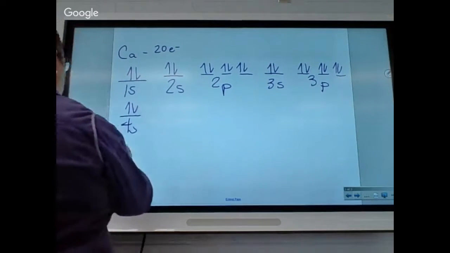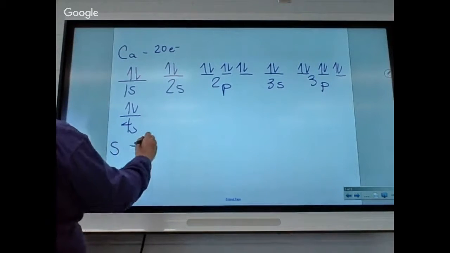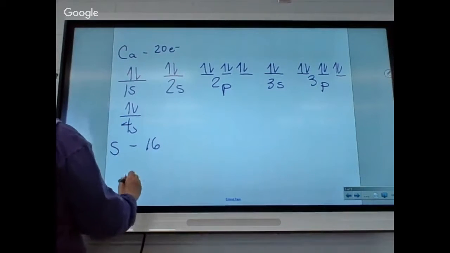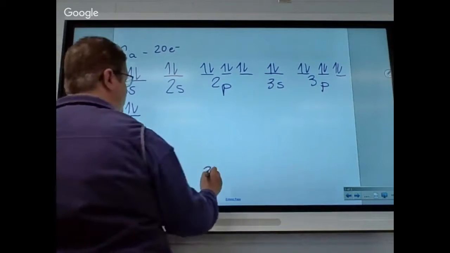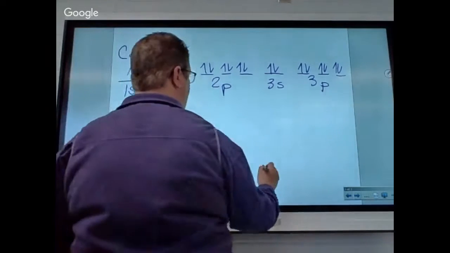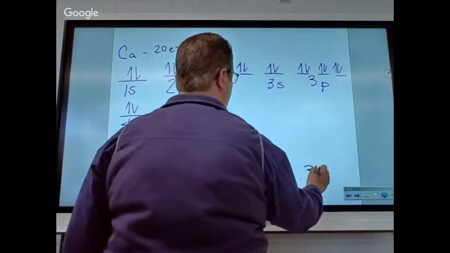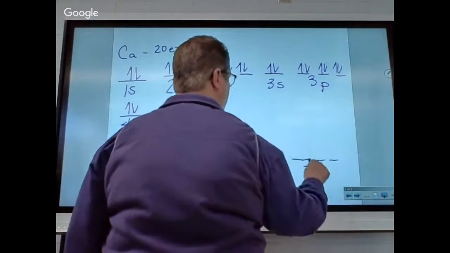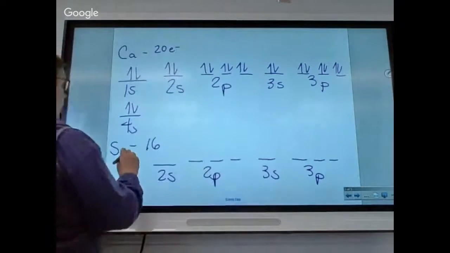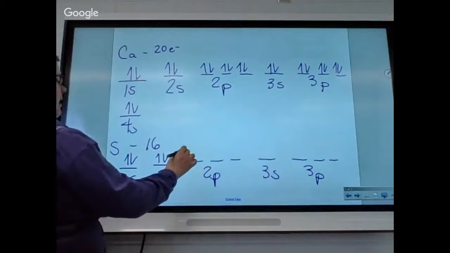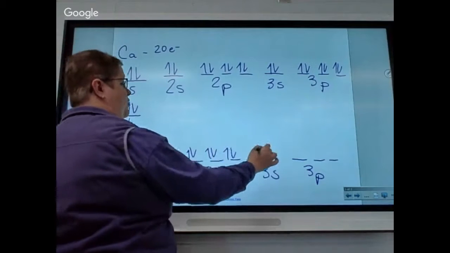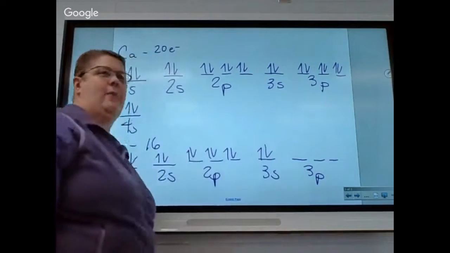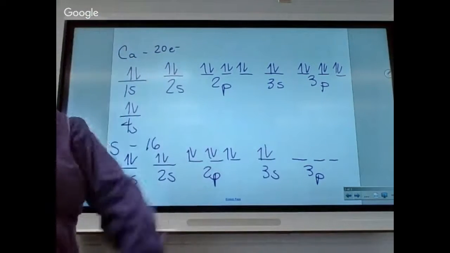Sulfur. All right, sulfur has 16 electrons in it. So 1s has how many lines above it? 2s, 2p, 3s, and 3p. All right. 1, 2, 3, 4, 5, 6, 7, 8, 9, 10, 11, 12. Now, this time I only need 4 more. How are they going in there?